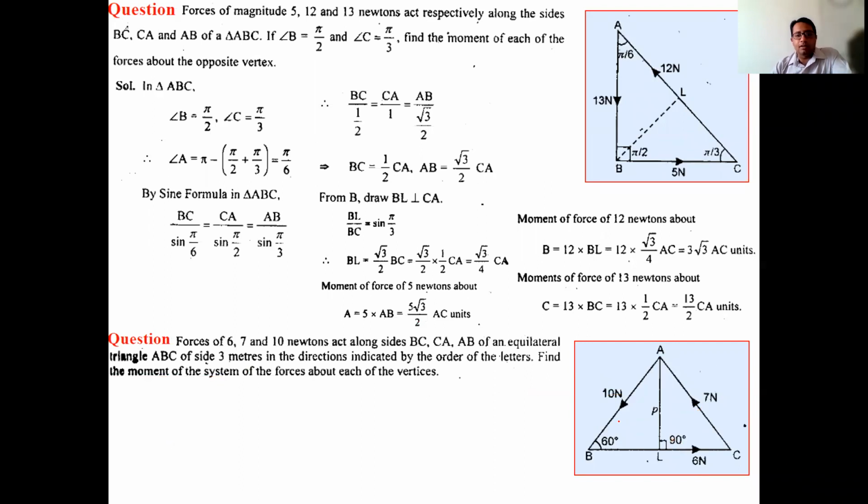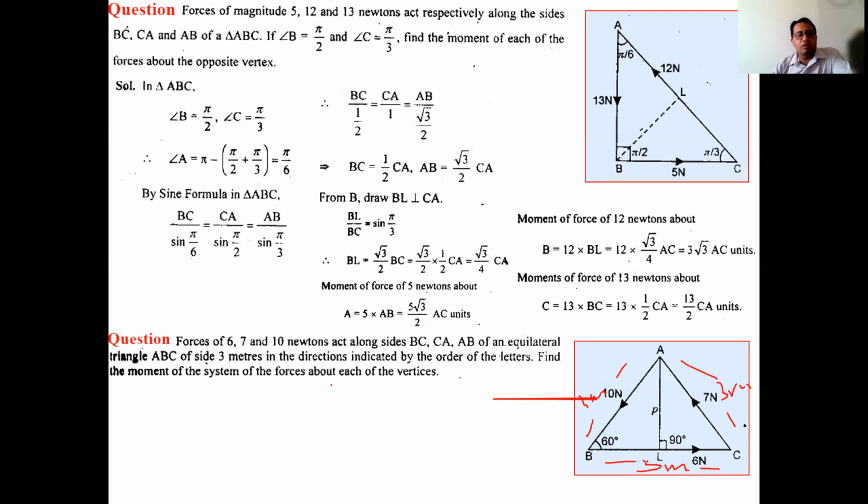So this is an equilateral triangle we are given, so each angle will be of 60 degrees. All the angles will be of 60 degrees. And we are also given the side of this triangle as 3 meters. So that means each side of the triangle is 3 meters, because it is equilateral, so all the sides are equal.